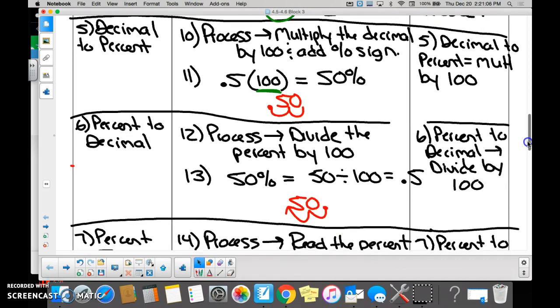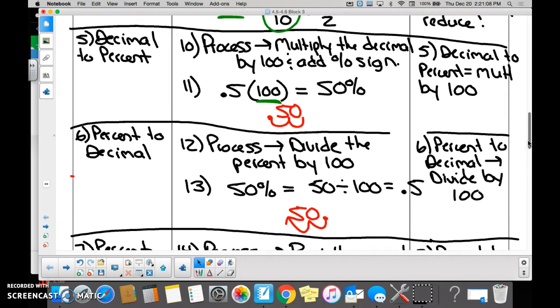So if you are going to multiply by 100 to get from a decimal to a percent, the opposite is to go from a percent to a decimal. So the opposite of multiplication is? Division. So to go from a percent to a decimal, you simply divide by 100. Multiplying by 100 means moving the decimal point 2 places to the right. Dividing by 100 means moving the decimal point 2 places to the left.